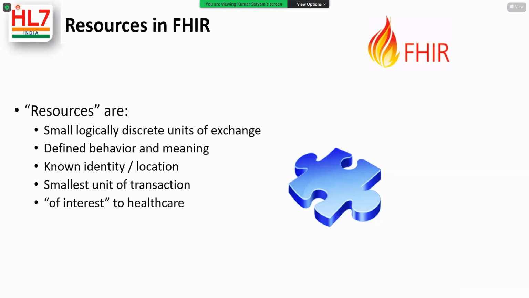Resources are like definitions of objects or classes. For example, the patient resource defines what would be there for patient demographics. The resources have their own identity and location. We'll see more details of it when we get into resources. Resources of interest in healthcare are patient, practitioner, observation. These are the things that actually are resources in FHIR.